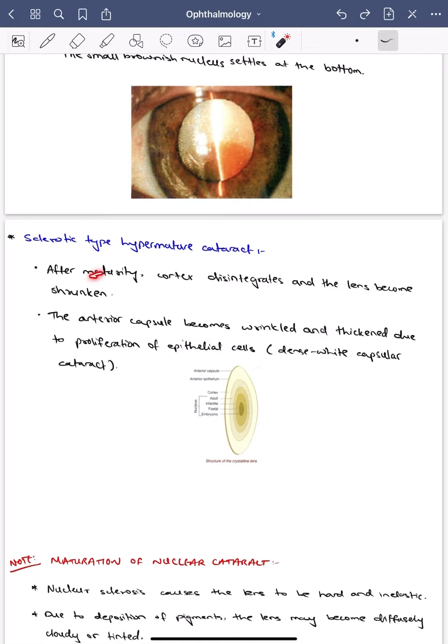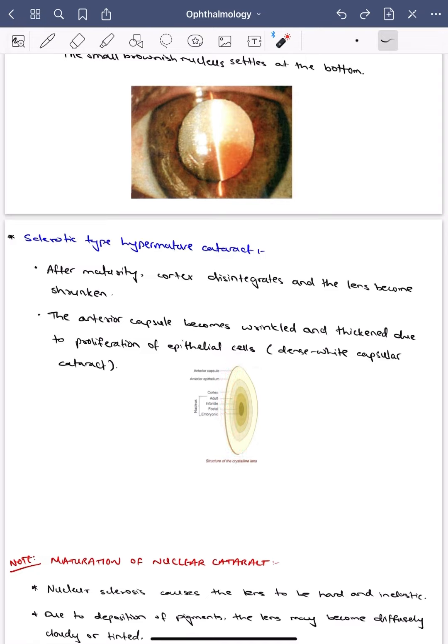In sclerotic type, after maturity, the cortex disintegrates and the lens becomes shrunken. And because the anterior capsule becomes wrinkled and thickened due to proliferation of the epithelial cells, a dense white capsular cataract is present. That is, first the cortex disintegrates and the lens shrinks, then the anterior capsule proliferates and thickens, and this gives the dense white capsular cataract.